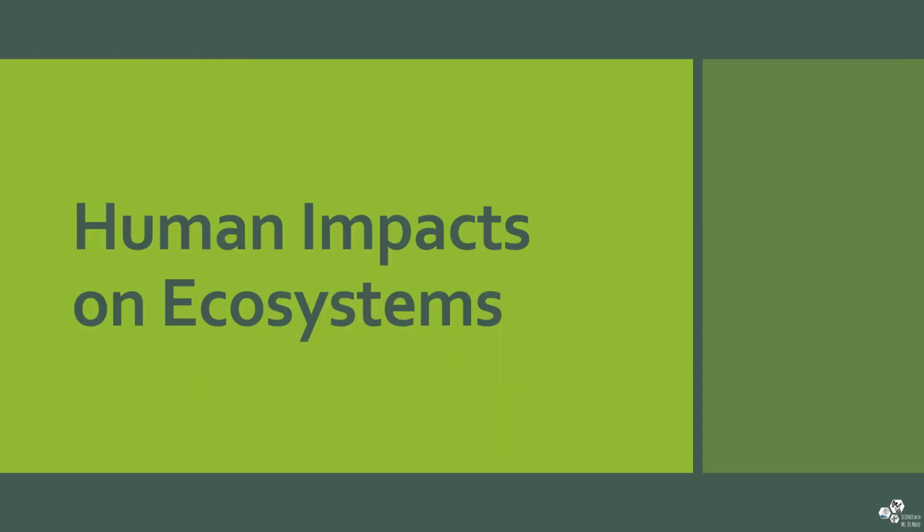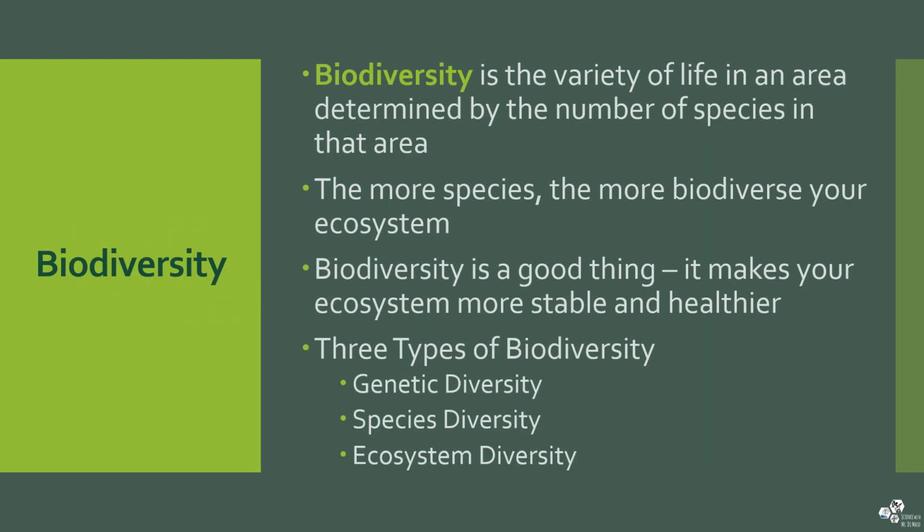So let's look a little bit more, since we've gotten into this topic of climate change, into what are some of the human impacts on ecosystems. So first we have to understand this idea of biodiversity. Biodiversity is just that, the diversity of life. That's what bio means, life. So this is the variety of life in an area determined by the number of species, how many of each species you have, how healthy your ecosystem is overall.